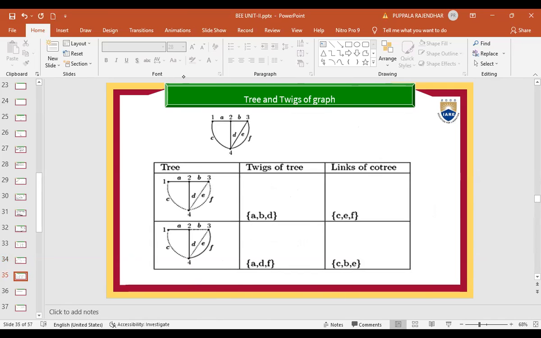So check here for the given tree with the A B D twigs. We have written here A B D are the twigs. Links are C E and F. Now for this tree, this is a tree. Twigs are A D F. Links are C B and E.